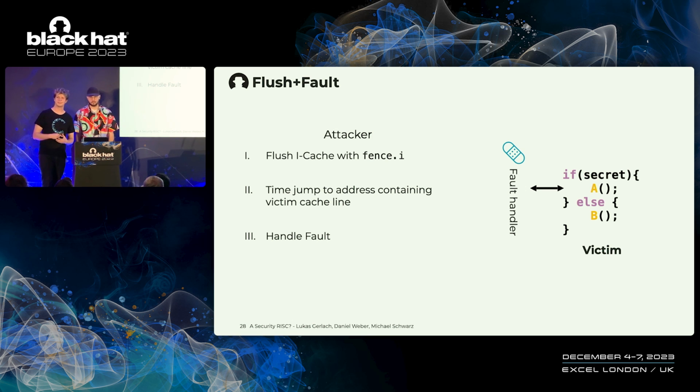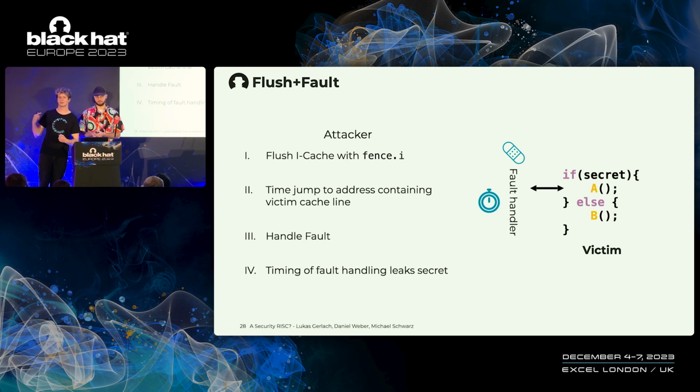But the trick now is, for executing that code and for the CPU to figure out that it should actually crash, it needs to fetch that code, either from DRAM or the CPU cache. So if we now take a look at the timing it took us to actually crash, we can still see whether the memory was cached or not. And with that simple variation, we can again mount cache attacks on RISC-V.